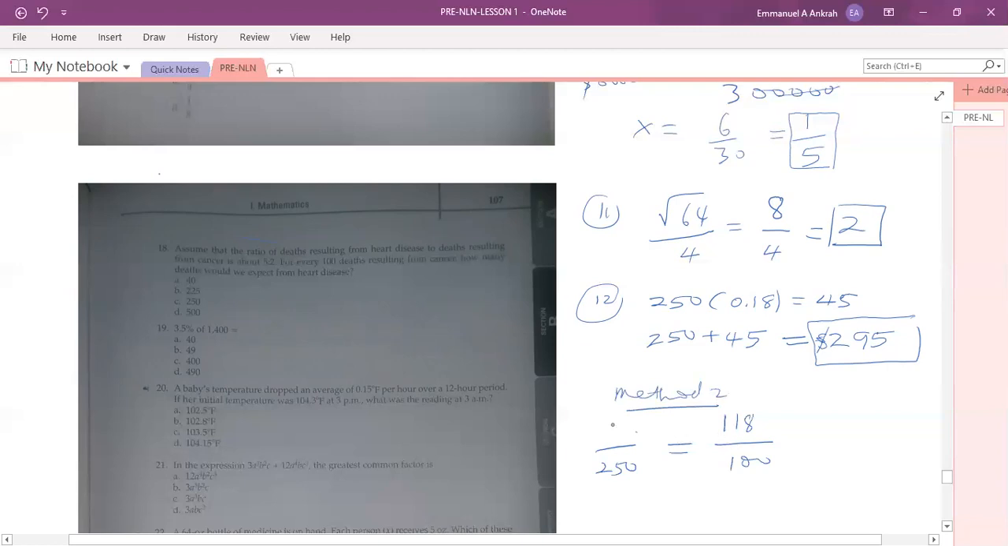Now, what would that be equivalent to? The new amount, you don't know. So it's X out of 250. If you use that method, the answer will just come out as this. So it's 118 times 250, and then we divide by 100, and your answer will be 295. Yeah. But I know most people will do it in the first method.